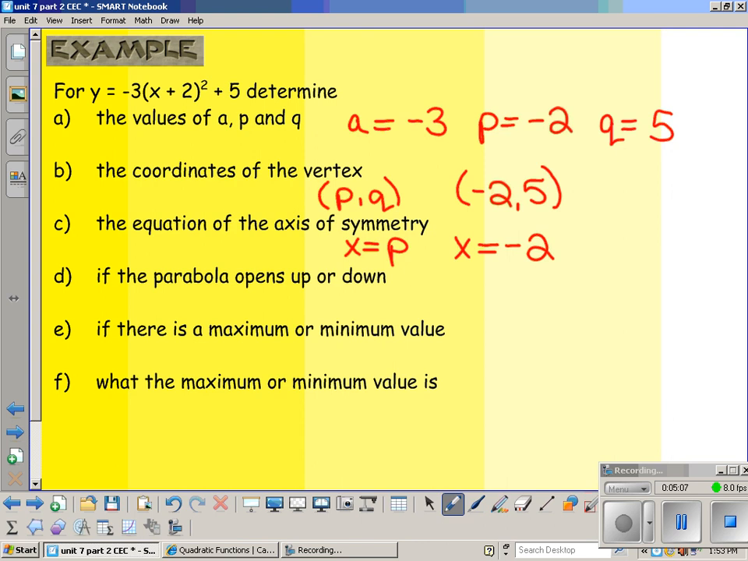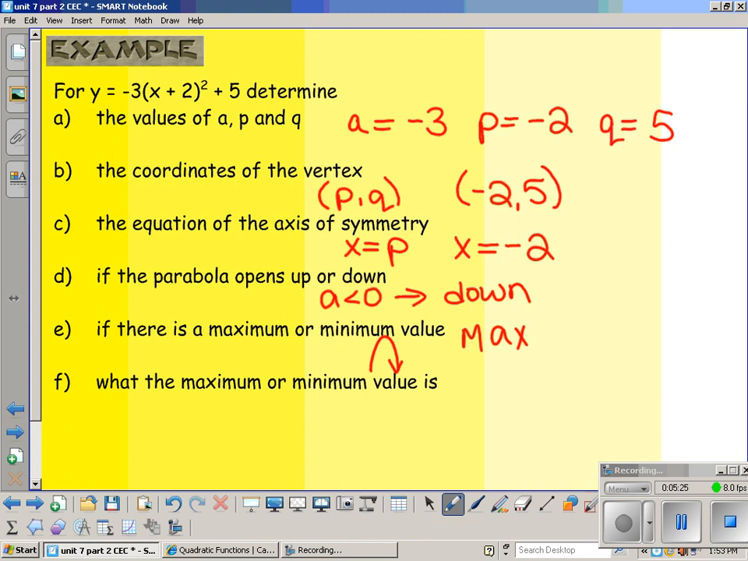If the parabola opens up or down, A determines this. In this case, A is less than 0. Therefore, it's opening down. So if it's opening down, will you have a maximum or minimum? We will have a maximum value.